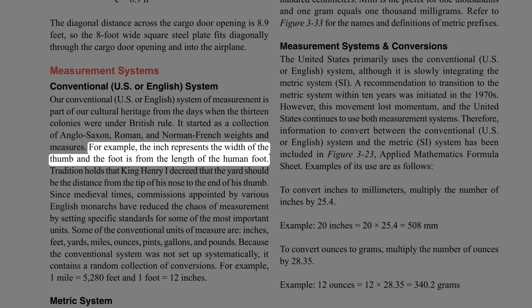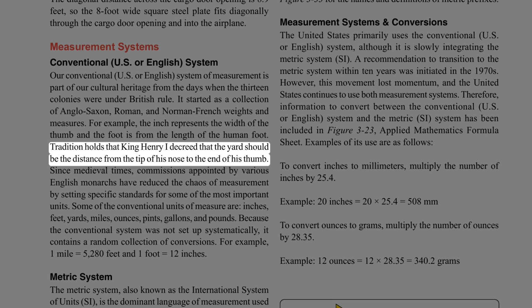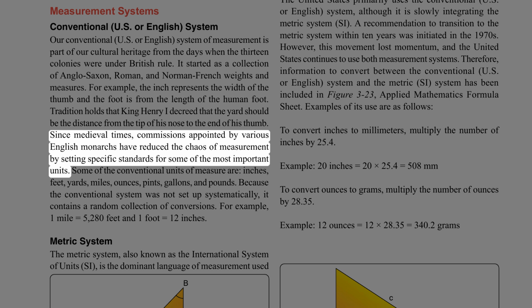For example, the inch represents the width of the thumb and the foot is from the length of the human foot. Tradition holds that King Henry I decreed that the yard should be the distance from the tip of his nose to the end of his thumb. Since medieval times, commissions appointed by various English monarchs have reduced the chaos of measurement by setting specific standards for some of the most important units.